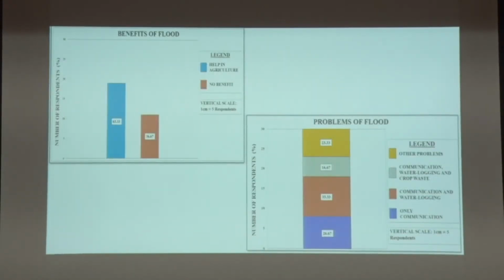For benefits and problems, we can see that most of the respondents have said that it helps in agriculture, and others said there is no benefit of flood. Of the problems of flood, we can see communication is the major problem, and others say waterlogging and crop waste are also problems of flood.